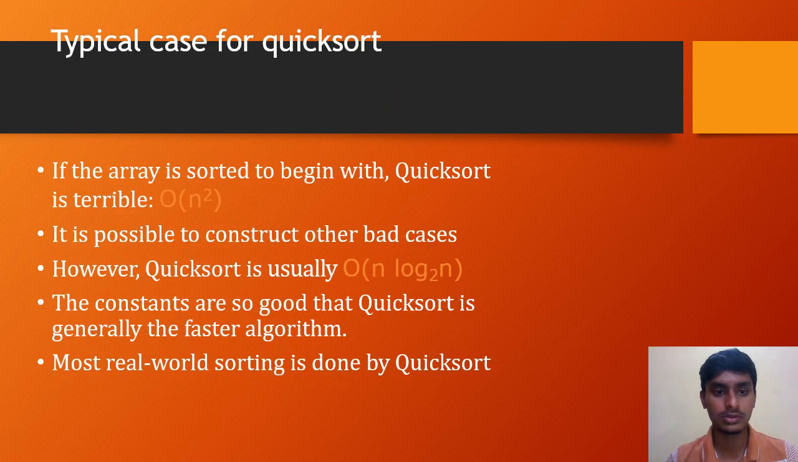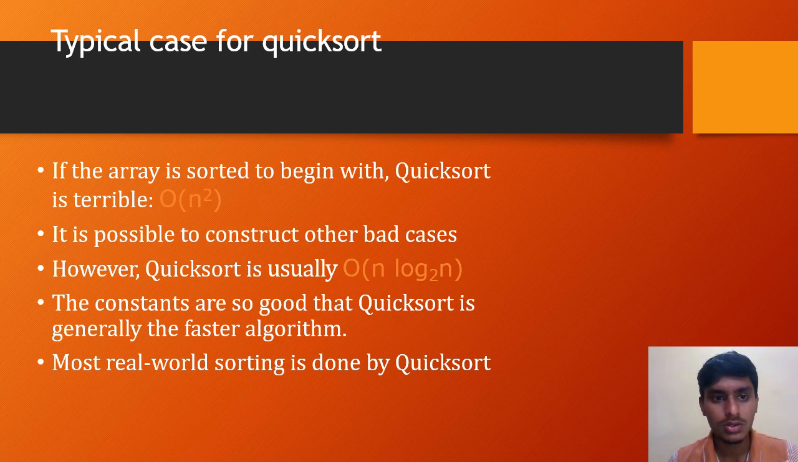Typical case for quicksort. So we are going to see the typical case. If the array is sorted to begin with, quicksort is terrible. It is possible to construct other bad cases. However, quicksort is usually O of n log base 2 of n. The constants are good, so quicksort is generally a faster algorithm. Most often, sorting is done by quicksort.